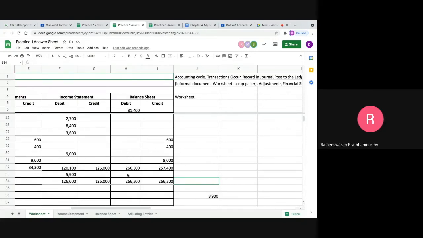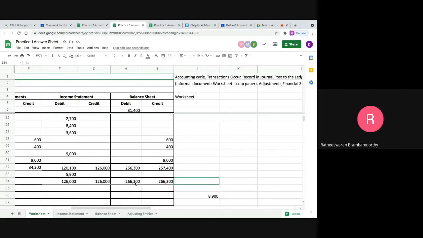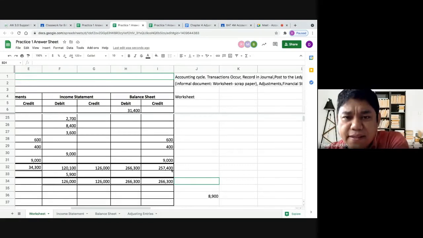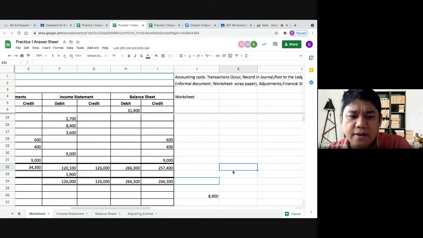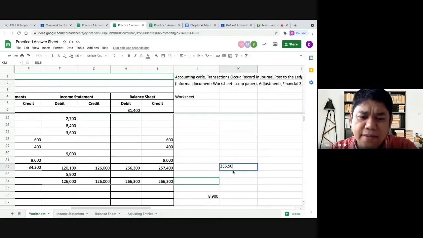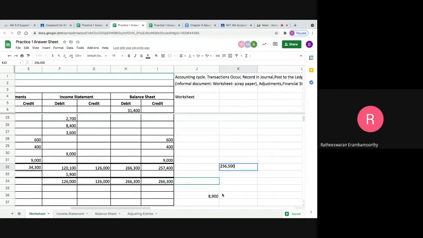And the balance sheet: the debit side total is 266,300. We are the same. And then the credit is 256,500. Okay, yours is 256,500, right? Mm-hmm. And that's even a bigger difference. The debit and credit difference is 9,800.